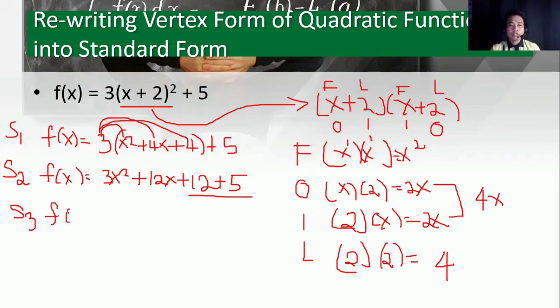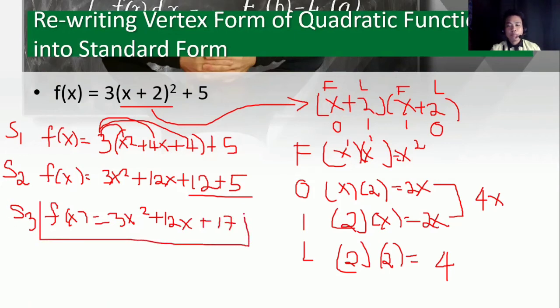So we have f of x is equal to 3x squared plus 12x plus 12 plus 5, the answer is 7. So now our standard form of quadratic function from the vertex form f of x equals 3 times the quantity of x plus 2 squared plus 5 is f of x equals 3x squared plus 12x plus 17. Understood, grade 9? Okay, let us proceed to another example.